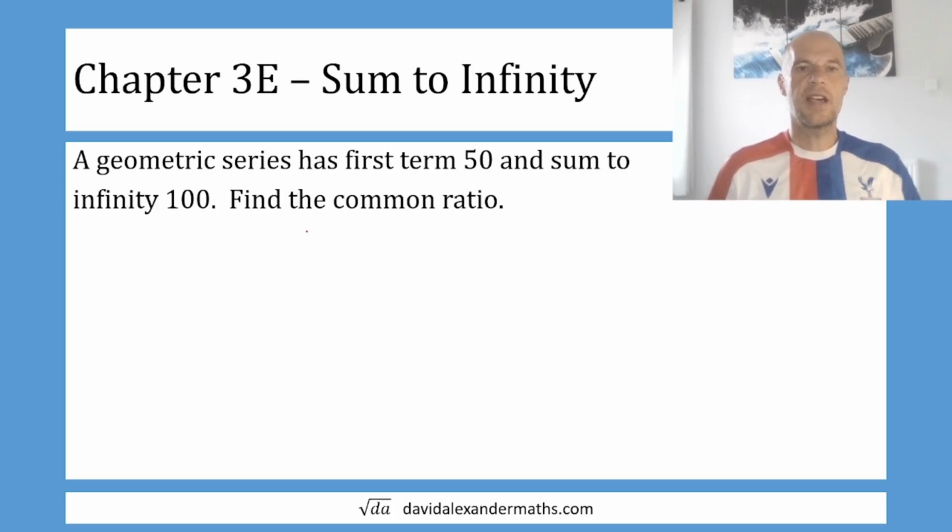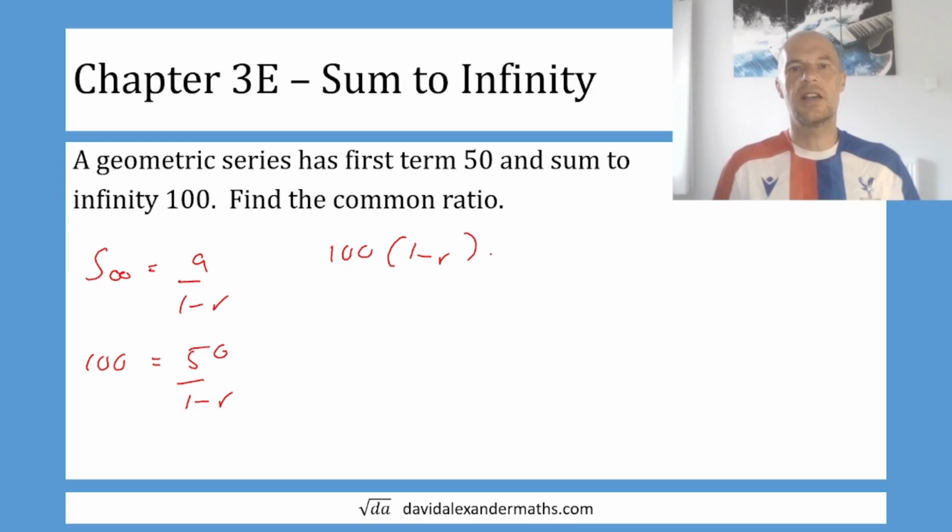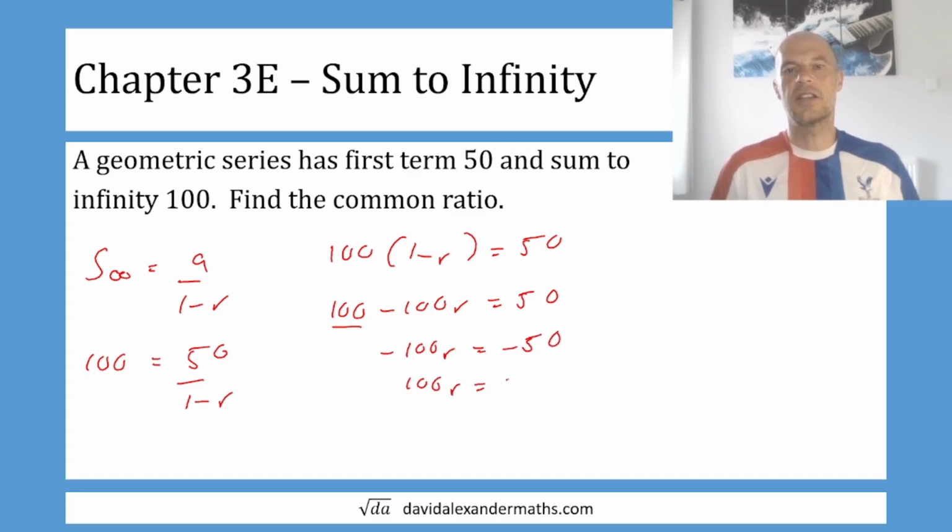It's a slightly different one. Here we're working backwards from the sum to infinity. So the sum to infinity is a over 1 minus r. So 100 equals a, which is 50, over 1 minus r. I'm going to multiply through by 1 minus r. So 100 lots of 1 minus r equals 50. I'll expand the bracket. So 100 take away 100r equals 50. Subtract the 100. So negative 100r equals negative 50. So 100r is positive 50. So r is 50 over 100. r is 1/2.